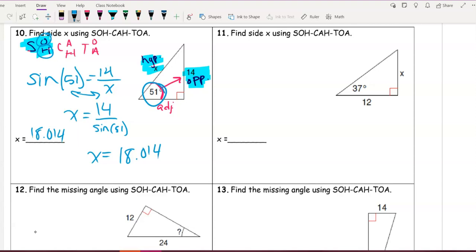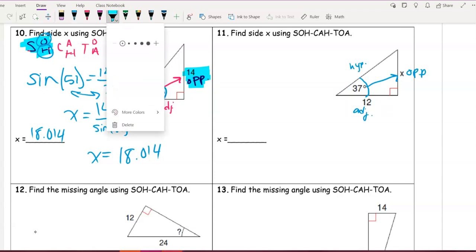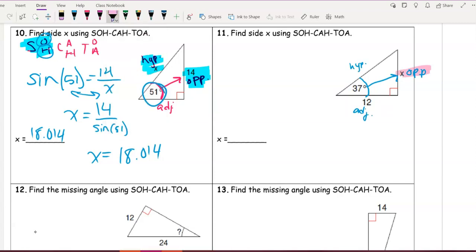Okay. All right, let's take a look at number 11. Again, using SOHCAHTOA. Here is our angle in question. This is our opposite. This is our hypotenuse, and this is the adjacent. The only sides that we actually have numbers for are opposite and adjacent. Hypotenuse has no number there, so we're not going to use it. So opposite and adjacent, which one?